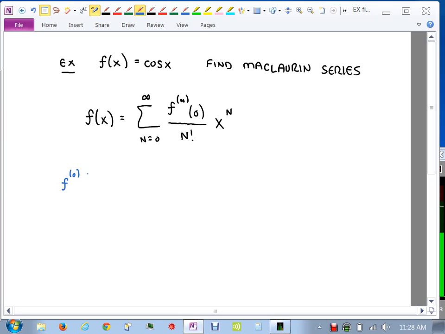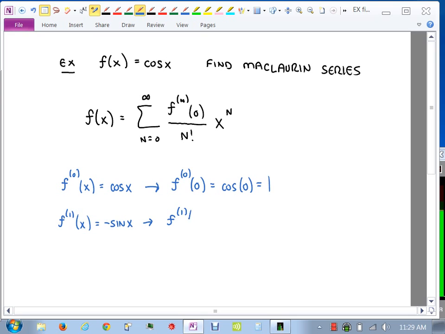The 0th derivative of the function is what? Cosine x, right? Now, let's plug 0 into the 0th derivative. So what is cosine of 0? 1. Everyone see how I'm doing this? Now you take the first derivative. What is the first derivative of cosine? Negative sine x. Now plug in 0 into that, and you get negative sine of 0, which is 0.